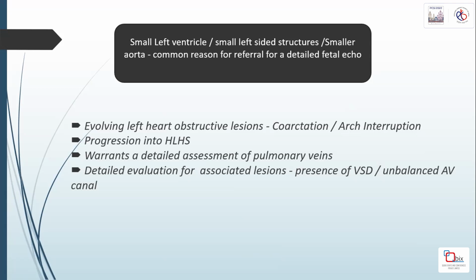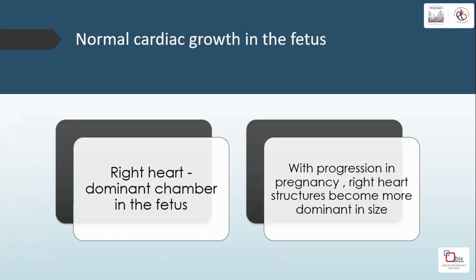It of course warrants a detailed assessment of the pulmonary veins. And of course, look for other associated lesions like presence of a VSD or unbalanced AV canal contributing to a small left side. Normal cardiac growth in the fetus, we have gone through it many times, and we know that the right heart is the most dominant chamber in the fetus. And with progression of pregnancy, the right heart structures become more prominent.